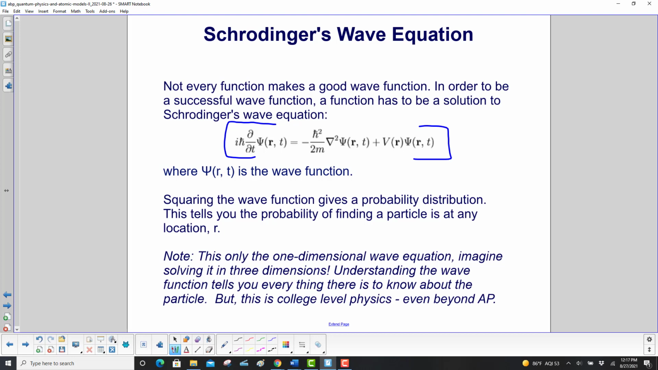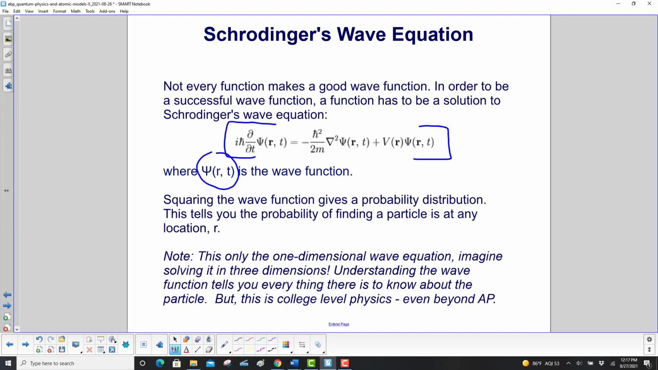Psi of r, t, it's a function of position and time, is the wave function. That's called psi. Squaring the wave function gives a probability distribution. This tells you the probability of finding a particle at any location r at any time. Now, this is only the one-dimensional wave equation. Imagine solving it in 3 dimensions.